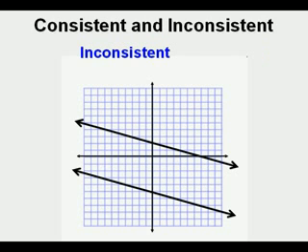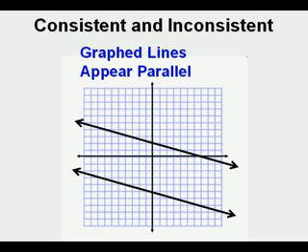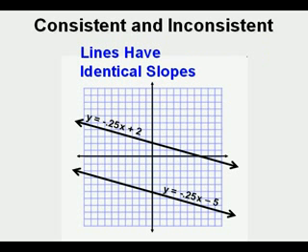However, you are really certain when you see that the slopes of two separated lines are identical and their y-intercepts are different. In short, lines that are inconsistent have no common point or solution.